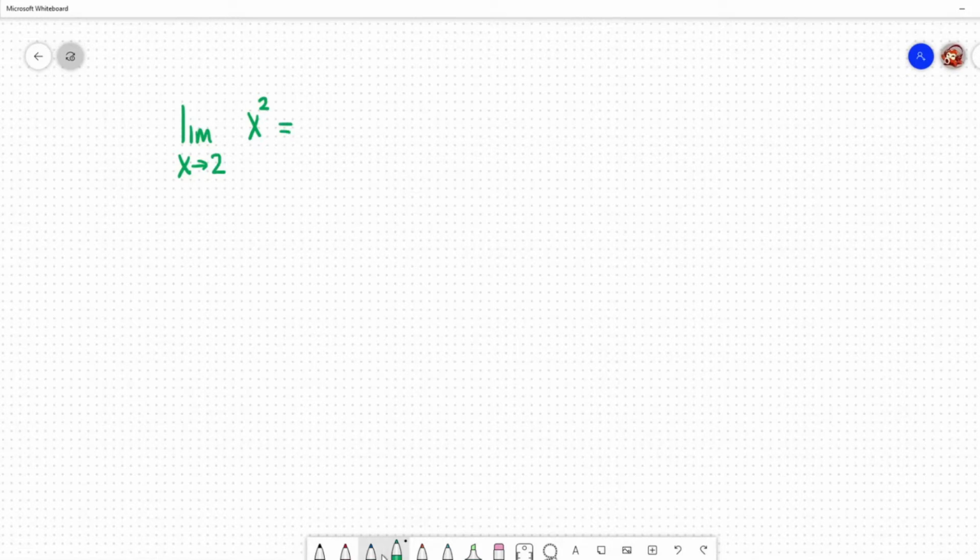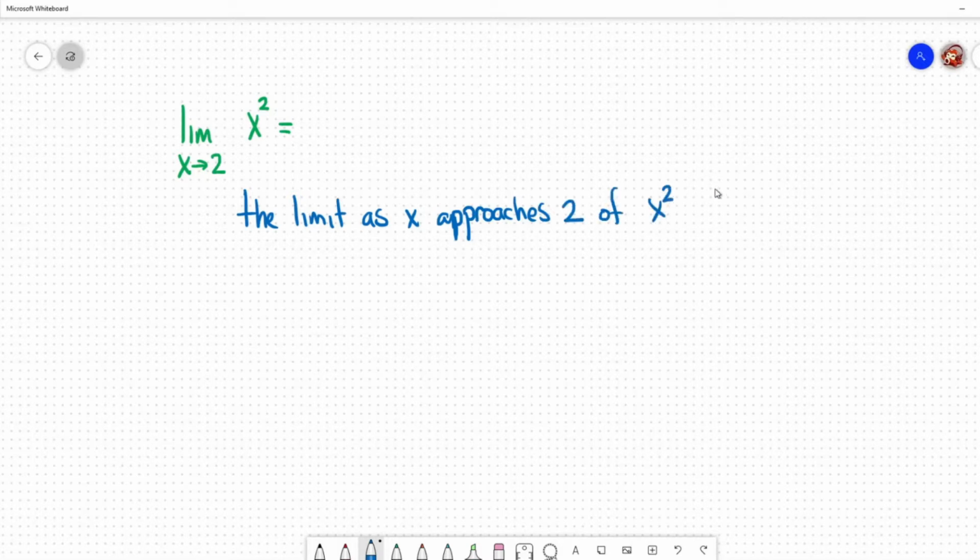So this is saying, and I'm going to put it here in words, the limit as x approaches 2 of x squared is dot dot dot. So the limit as x approaches 2 of x squared.